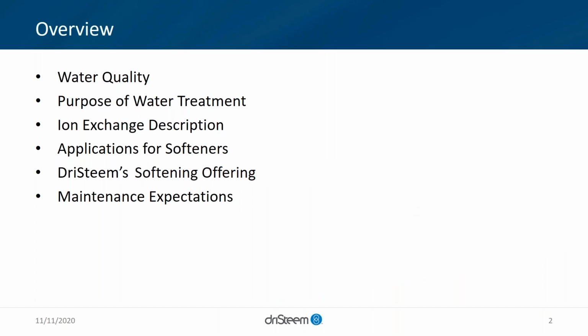So an overview of what we're going to talk about today will include water quality in the general sense, what is the purpose of water treatment, talk a little bit about the mechanical and chemical functions of ion exchange, also known as softeners, talk about applications for softeners, then move into what DrySteam has to offer for our softeners, and then follow it up with maintenance expectations.